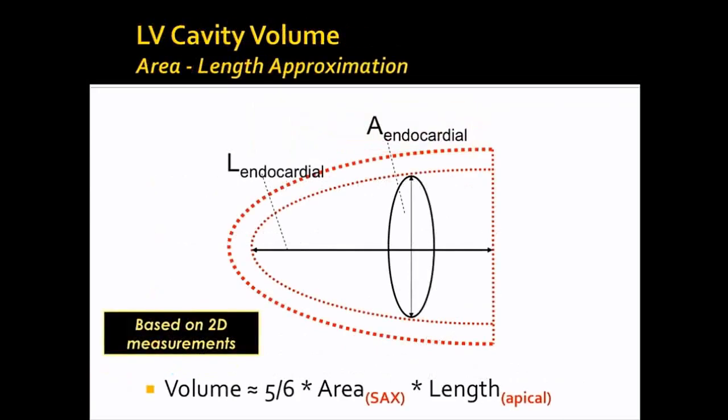Left ventricular cavity volume can also be assessed using 2D measurements in the area length approximation. Here we measure the endocardial area of the LV cavity in the parasternal short axis view at approximately mid-chordal level. And then we measure the length of the cavity in one of the apical views, most probably the apical 4-chamber or the apical 2-chamber view. And 5/6 times the area times the length gives us an approximation of LV volume.